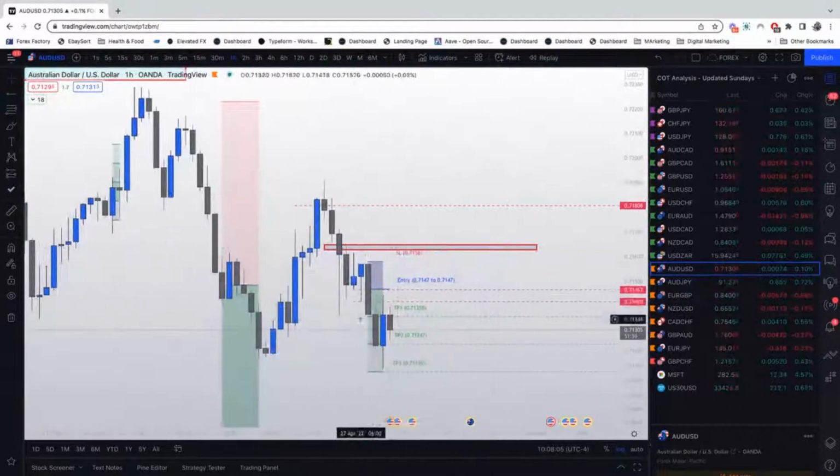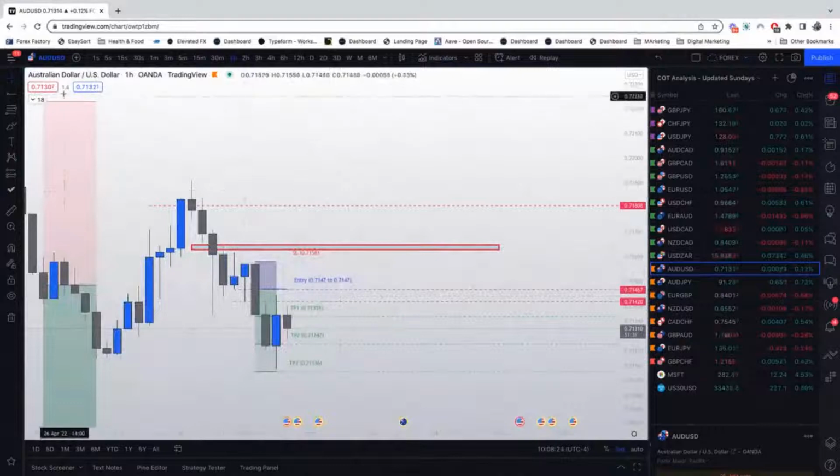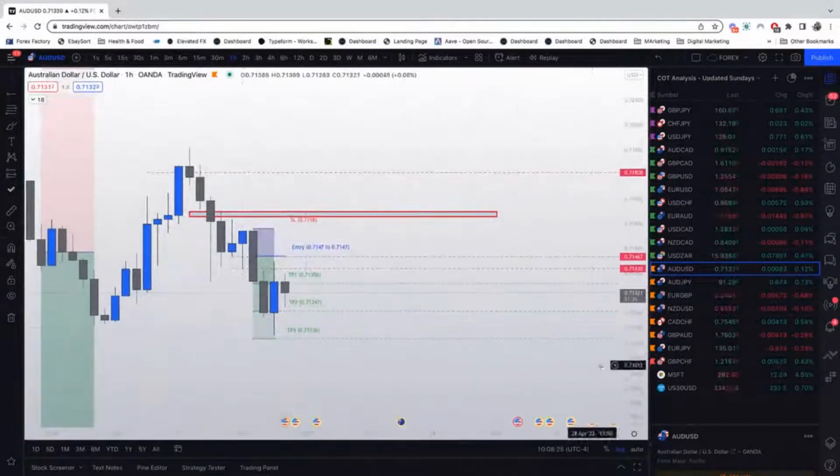So if somebody did take this trade earlier, they've already taken multiple profits. And what's going on is the market is just breaking down. It takes time for this to happen, you know what I mean? So the market is just breaking down, and just let it do its thing.